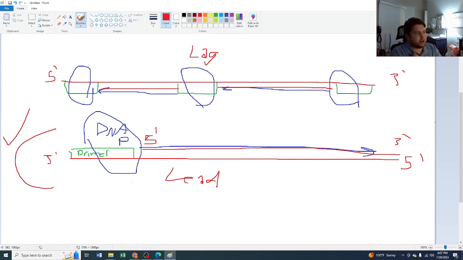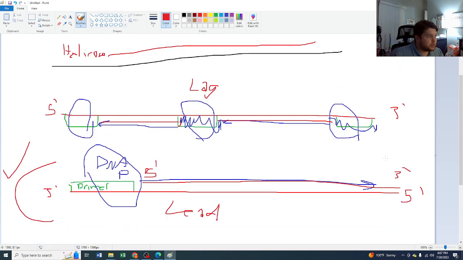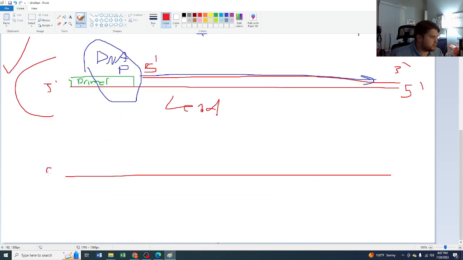The lagging strand, however, has all these primers and everything in here. Part of the job of the DNA polymerase is actually going to be ripping up and getting rid of this primer. So it gets rid of that primer, and essentially we're left with something that looks like this. This is a 5' to 3'.